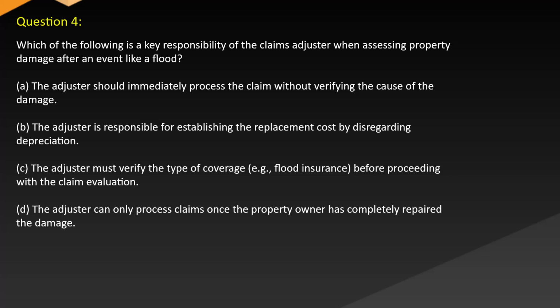Question 4. Which of the following is a key responsibility of the claims adjuster when assessing property damage after an event like a flood? A. The adjuster should immediately process the claim without verifying the cause of the damage. B. The adjuster is responsible for establishing the replacement cost by disregarding depreciation. C. The adjuster must verify the type of coverage, e.g. flood insurance, before proceeding with the claim evaluation. D. The adjuster can only process claims once the property owner has completely repaired the damage.